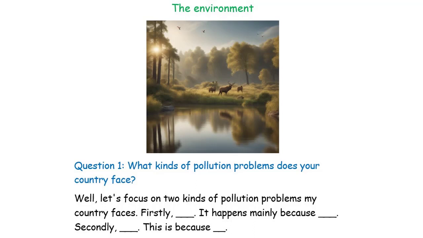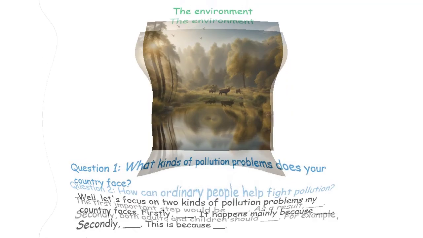And now let's listen to a Band 9 response. What kinds of pollution problems does your country face? Well, let's focus on 2 kinds of pollution problems my country faces. Firstly, air pollution is a significant issue. It happens mainly because of heavy industrial activity and vehicle emissions. Secondly, water pollution is also a concern. This is because inadequate waste management practices lead to pollutants entering our water supplies.